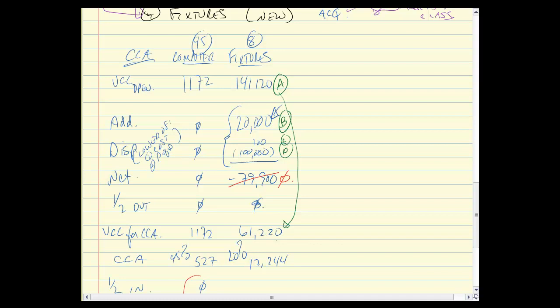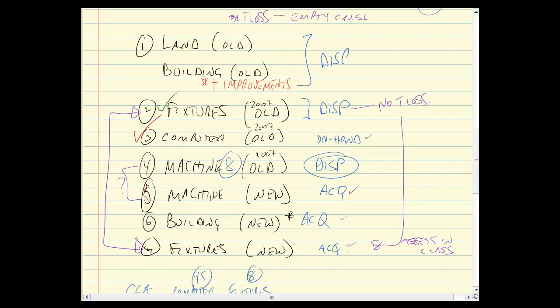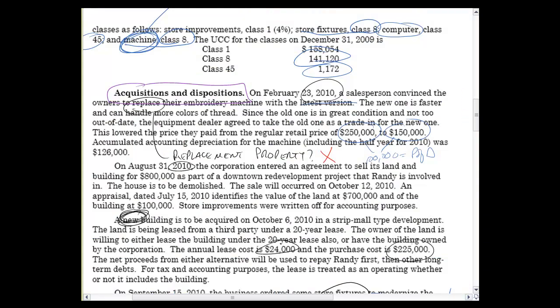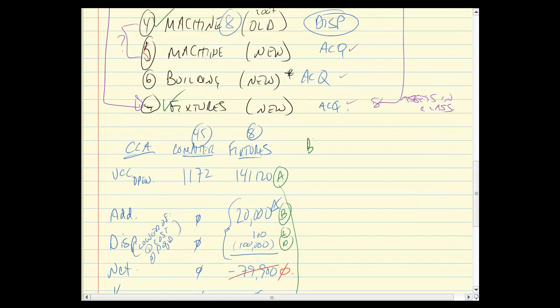Okay, so we are just making great time. So we've done the fixtures, we've done the old machine, we've done the computer. So we just have to do the new building and the new machine. And then, of course, this beast up here. Okay, so the new building, why don't we do that first? Building.